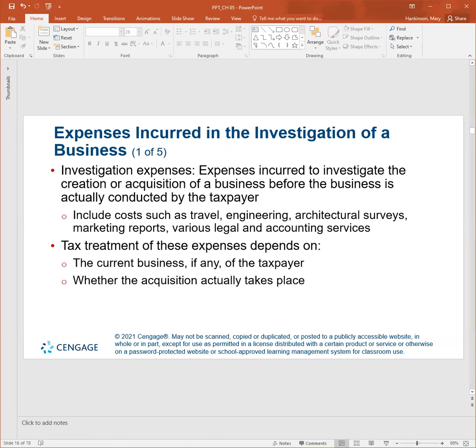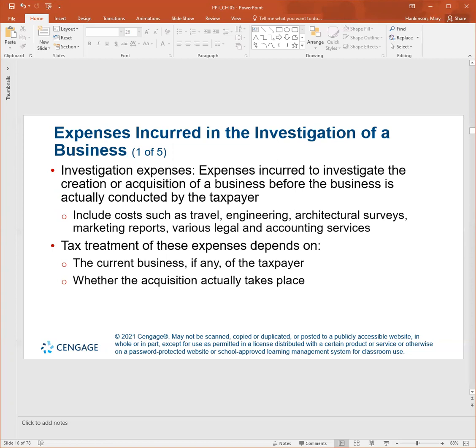So expenses incurred in the investigation of a business. So recall that section 162 allows a deduction for expenses incurred in carrying on a trade or business. However, expenses may be incurred to investigate the creation or acquisition of a business before the business is actually conducted by the taxpayer. Such costs might include travel, engineering, architectural surveys, marketing reports, and various legal and accounting services. How such expenses are treated for tax purposes depends on the current business, if any, of the taxpayer, and whether the acquisition actually takes place.